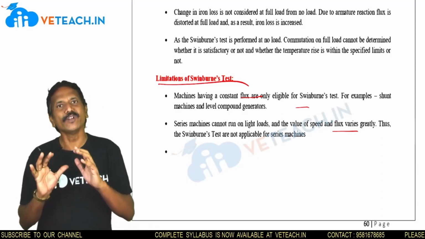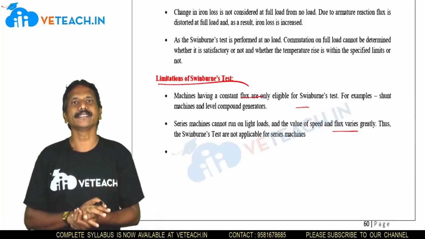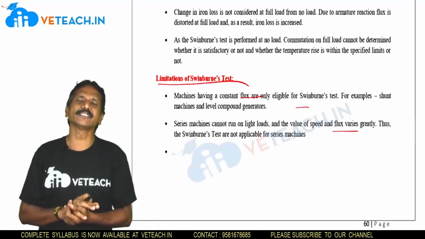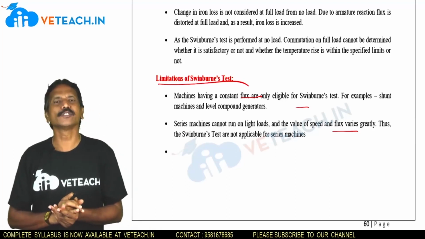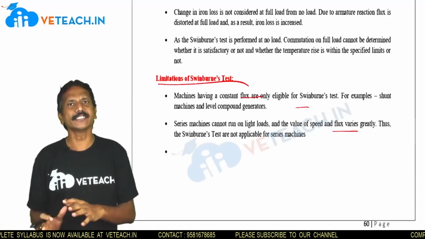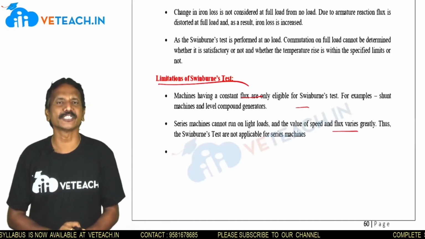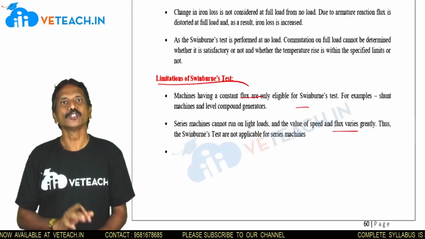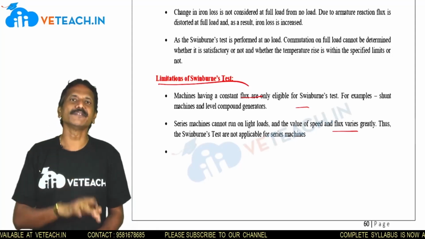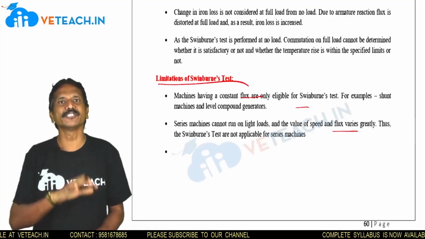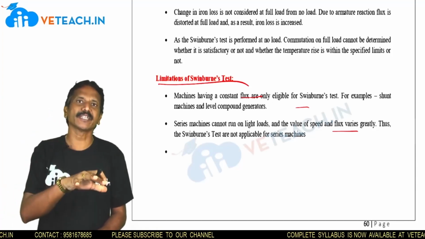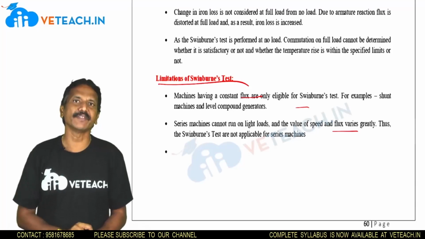Why? Because without load we cannot start a series machine. Definitely it should have some load only. So the load can fluctuate at some particular points, so the flux will never be constant. Hence, we cannot conduct a Swinburne's test on a DC series machine, students. Okay. So the concept of this test is nothing but to know the performance of the machine in terms of losses, in terms of temperature rise, and as well as the efficiency of the system.